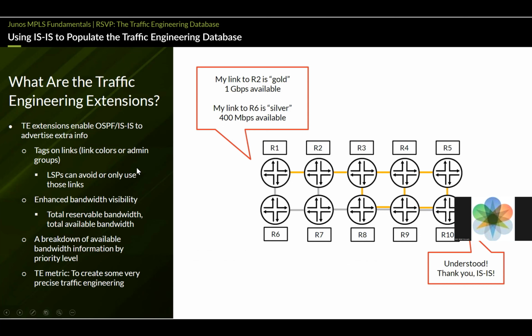Okay, so TE extension enabled allows ISIS to advertise extra information, such as TE metric, link colors, or admin groups. You can enable admin groups under the interface. Basically, admin groups come under CSPF, Constrained Shortest Path First technology. Today we do not discuss the admin groups. We will discuss a simple LSP where CSPF will be disabled. An LSP can avoid or only use certain links.